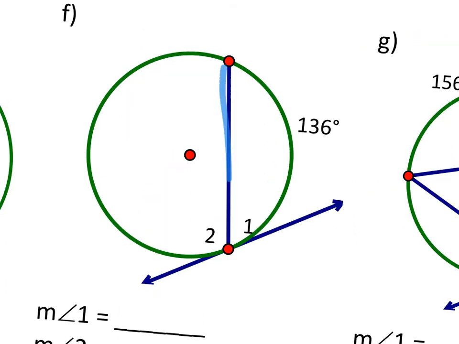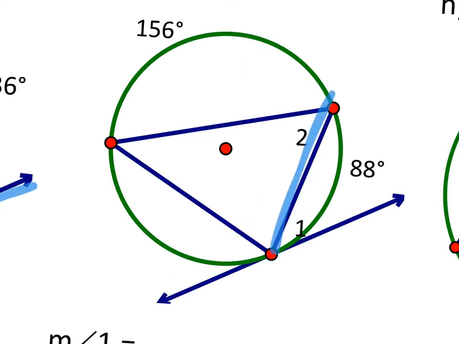In this problem, we have a chord in a tangent. So the angle by the chord in the tangent is half the 136. So that's 68. So this angle there is 68. And then the measure of angle 2 is the supplement. So 180 minus 68 is 112.